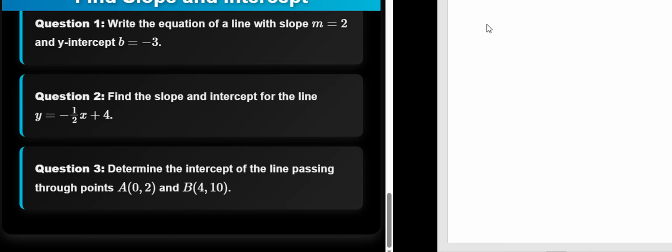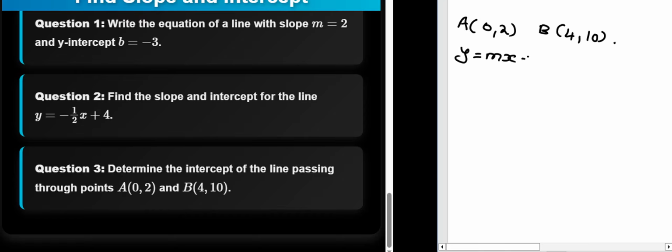Let us try to do the last example that we are given and determine the intercept of the line passing through points A and point B. And we are given the points. So the points are A (0, 2), and B is (4, 10). So we already know our equation of a straight line should be y is equal to mx plus b, where m is the gradient and b is the y-intercept.